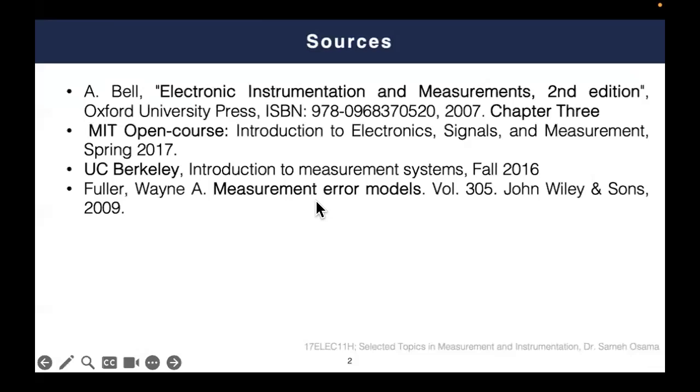Before going into this, you can find this in chapter 3 in our reference, Electronics, Instrumentation and Measurements by Bell. And of course, we have some additional helping materials coming from MIT Open Courses and UC Berkeley and some other useful links. You will find all these useful links in the e-learning page whenever needed.